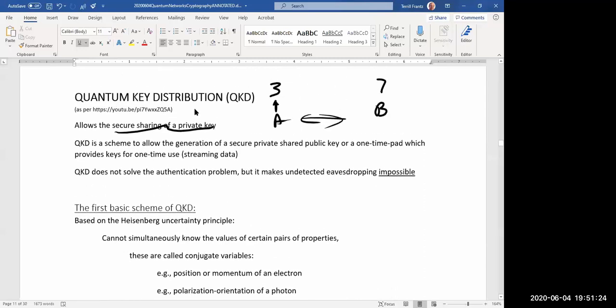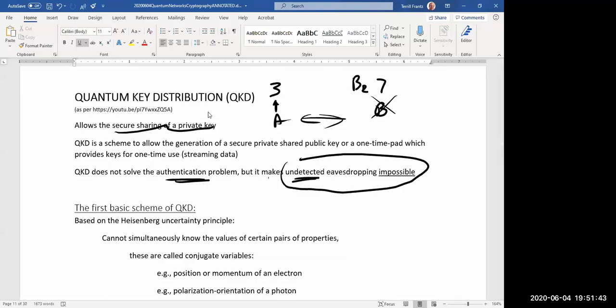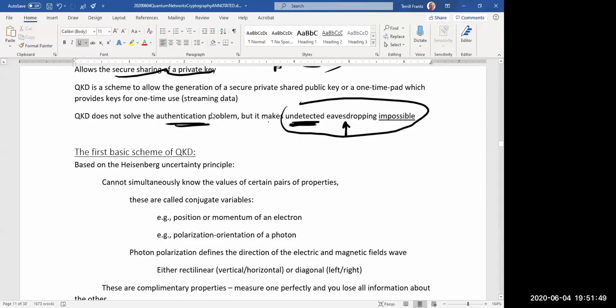It does not, by the way, solve the authentication problem. So if I'm not really B, if I'm an imposter B, B2, and I'm pretending to be them, this is not going to solve that issue. That's called authentication issues. But it essentially makes undetected eavesdropping impossible. And notice, I'm not saying eavesdropping is impossible, but undetected, it would be impossible with this scheme.